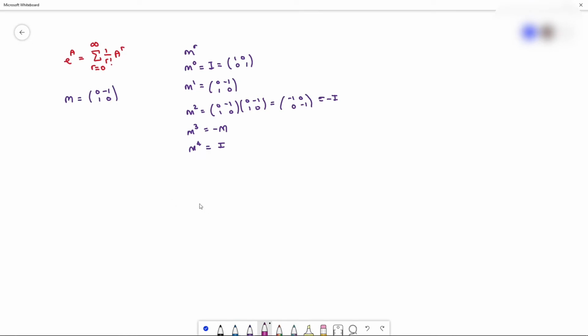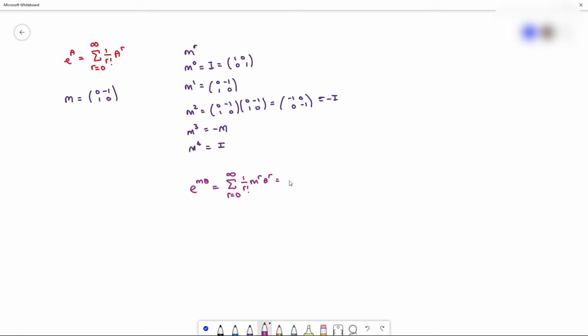Okay, so now we're going to be taking e to the power of that matrix to see what happens. So now I'm going to take e to the power of M, and not just M, but M times some value theta, and you'll see why I'm doing this later on. So this is equal to the summation from r is 0 to infinity of 1 divided by r factorial times M to the r times theta to the r.